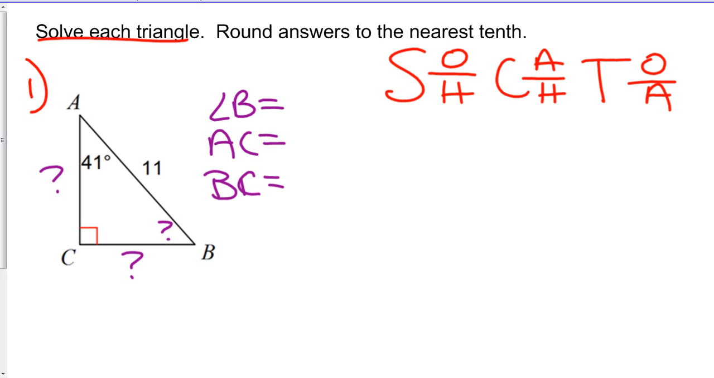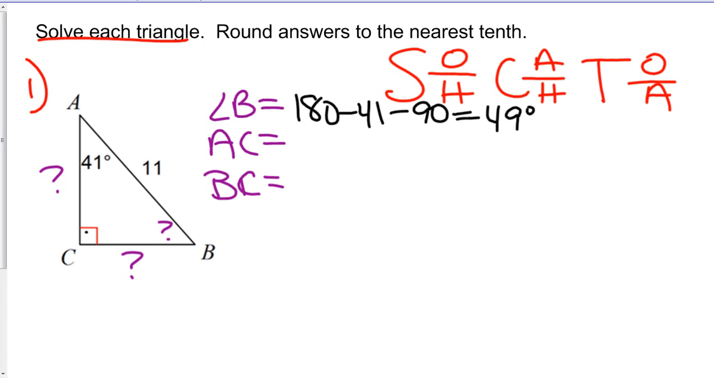Now, hopefully you've already seen that angle B is really simple. All you have to do is 180 minus the 41, minus the 90. Sorry about that. 3 angles in a triangle. We've already got the 90 degrees. We've already got the 41 degrees. So we do 180 minus 41 minus 90, and we get 49 degrees. Okay. So hopefully some of you also remember the shortcut that all we have to do is 90 minus 41, and we get our 49 degrees. So angle measure taken care of.